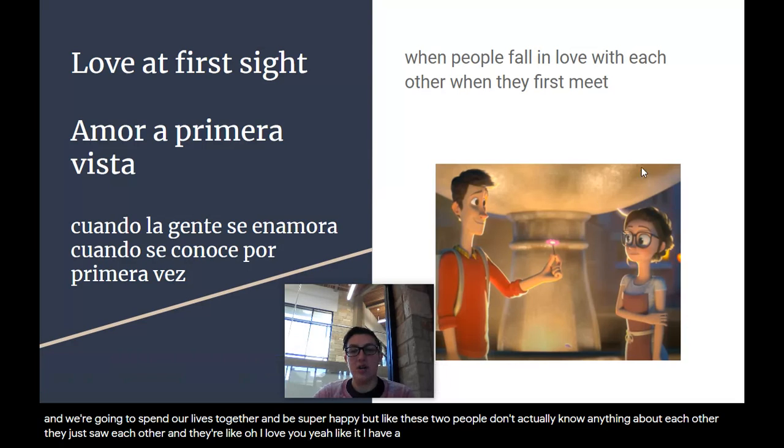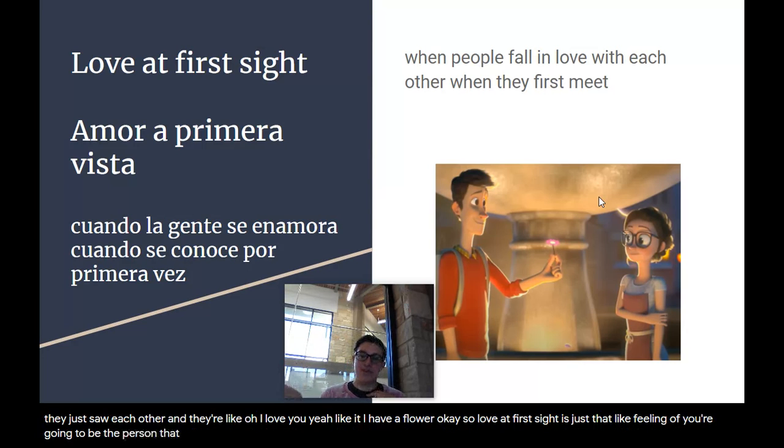Yeah, look, I have a flower. Okay, so love at first sight is just that feeling of you're going to be the person that I'm going to love forever, even though you just saw them one time.